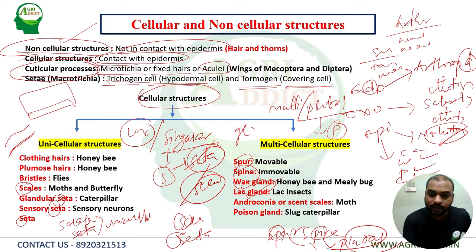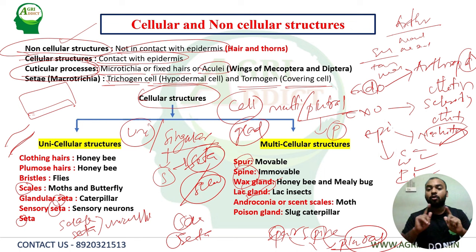You just remember one thing about gland. Cell is only one structure, but a gland consists of different cells. One gland can be formed by the fusion of different cells. That's why wherever the gland term comes, that is multicellular in nature. Okay, but one exception is there, that is called scent scales or androconia. It is also a type of scale, but an androconium or scent scale is a gland-like structure that is multicellular in nature. Whatever is a gland is multicellular in nature.